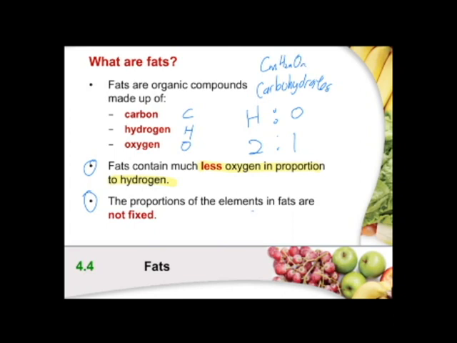So fats will be CaHbOc, where a, b, and c are the respective numbers of atoms. These are numbers; of course, in the exam, you do not put alphabets per se. You can see that the numbers of carbon, hydrogen, and oxygen are not fixed in fats. I can have 10 carbon, 20 hydrogen, and maybe 2 oxygen. I just randomly threw out some numbers, but the key thing is you can't find a fixed ratio for all kinds of fats.